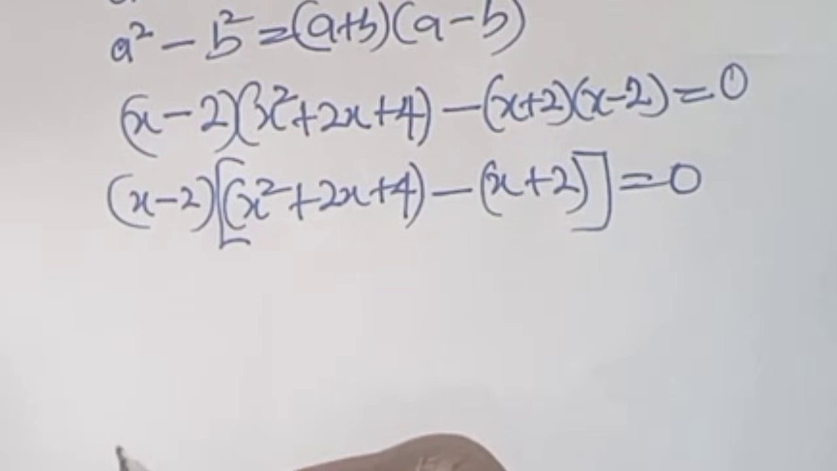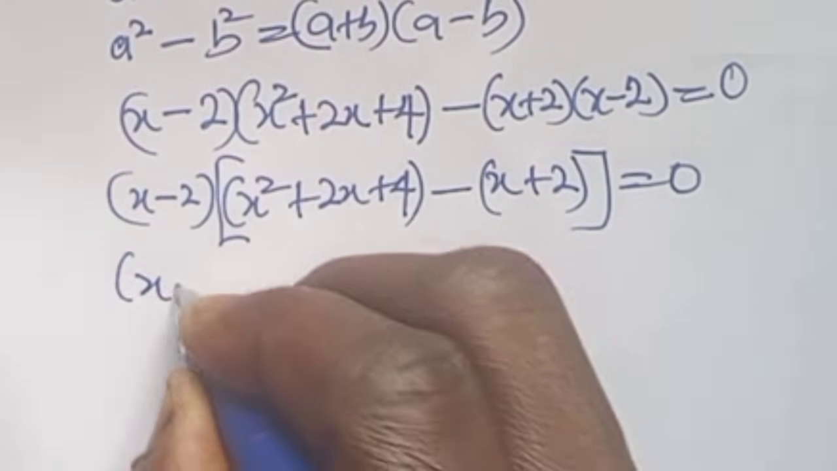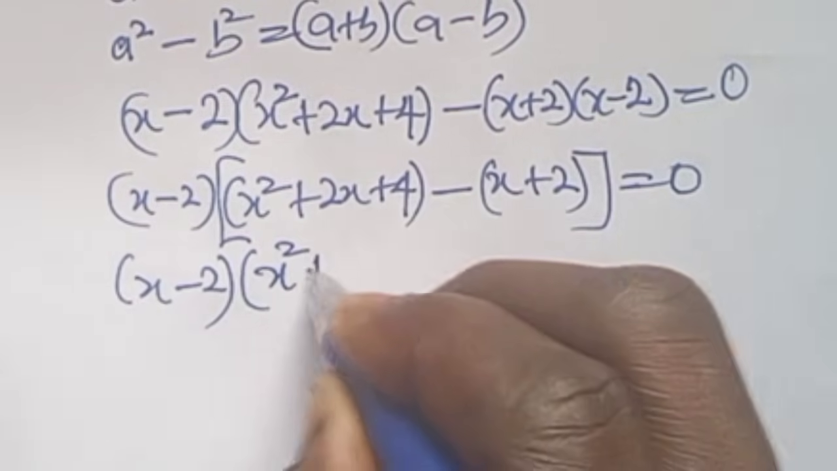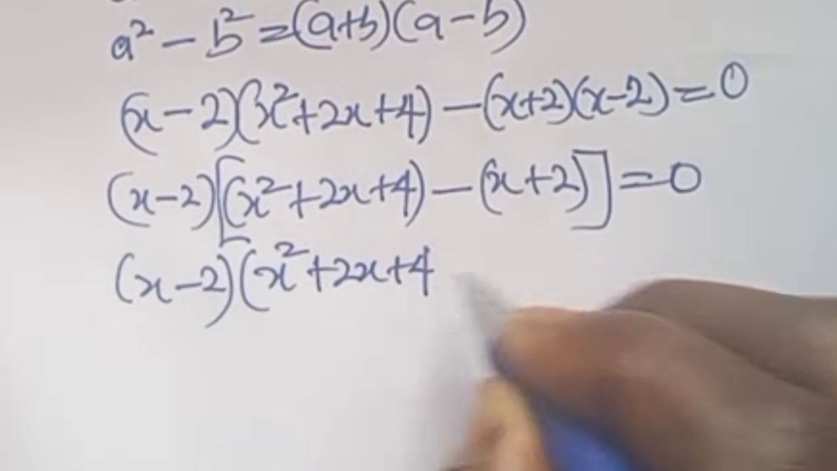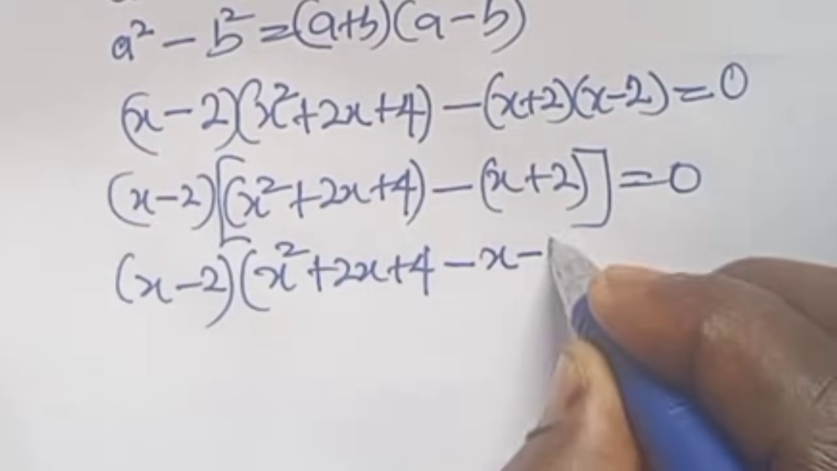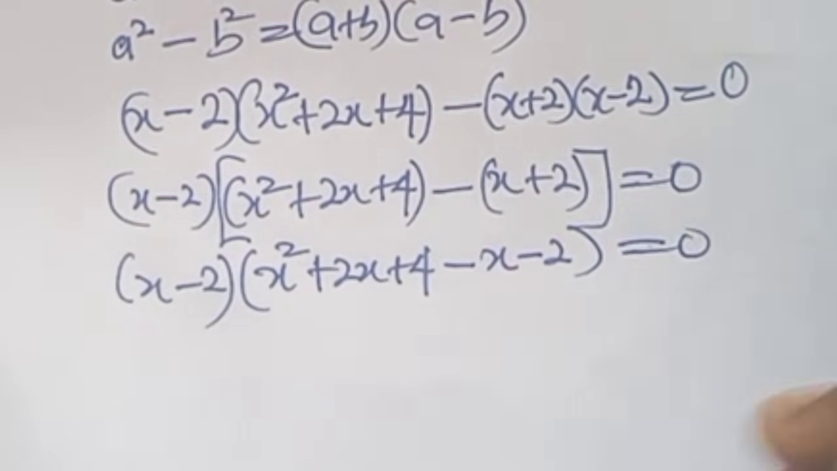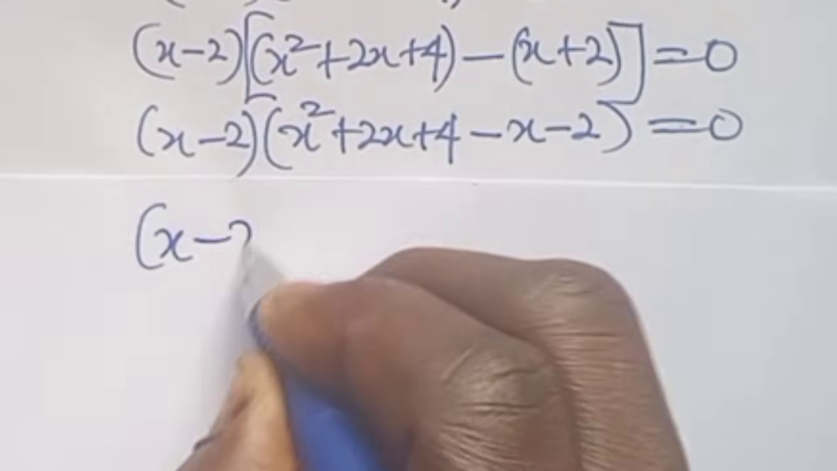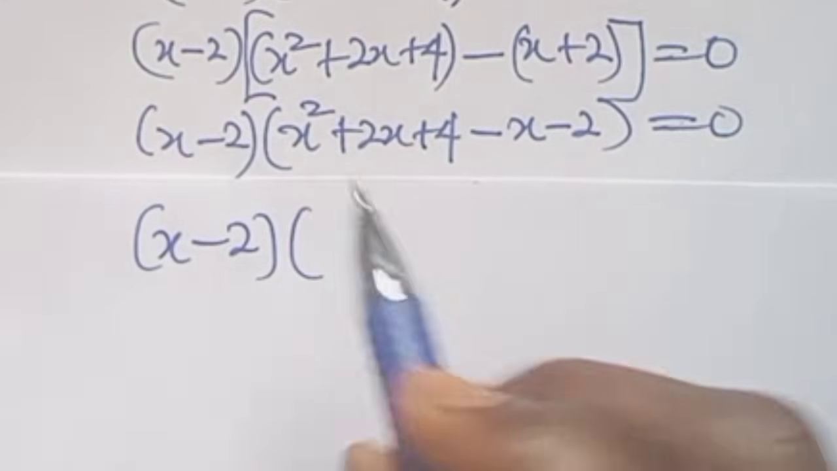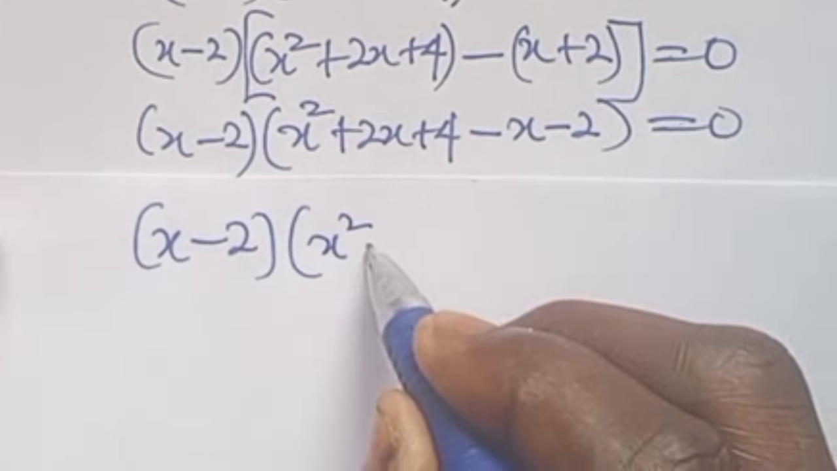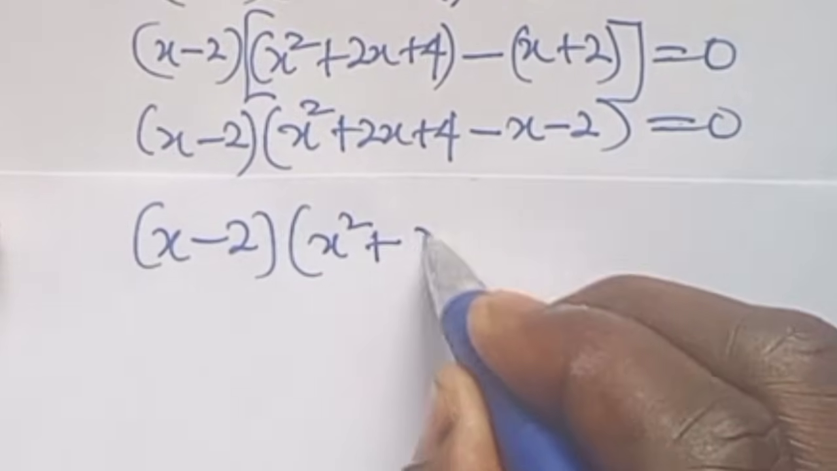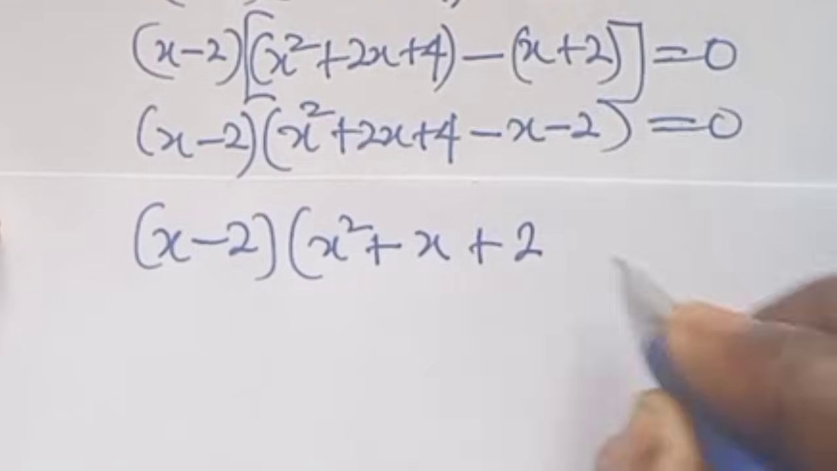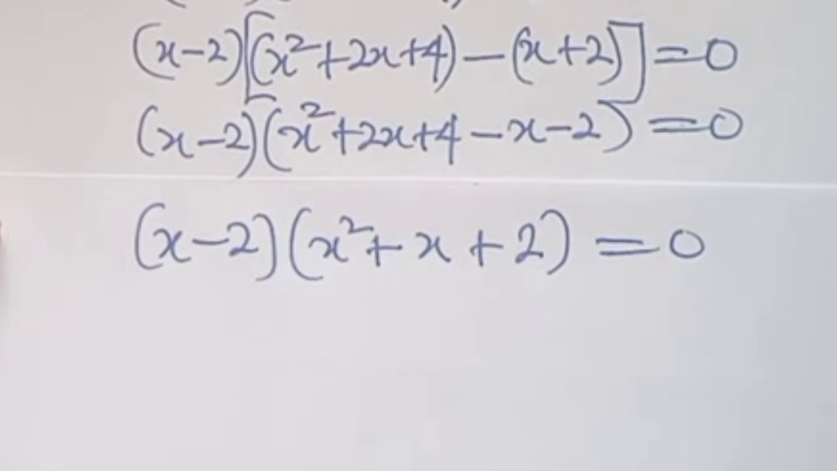Everything equals 0. If we simplify this further, we have x minus 2 into x to the power of 2 plus 2x plus 4 minus x minus 2 equals 0. And if you simplify this, we're having x minus 2, and here x squared plus 2x minus x, that is x, plus 4 minus 2, that will be 2, close this bracket, everything equals 0.